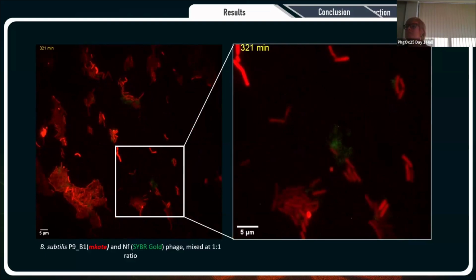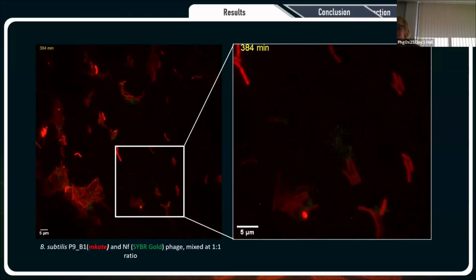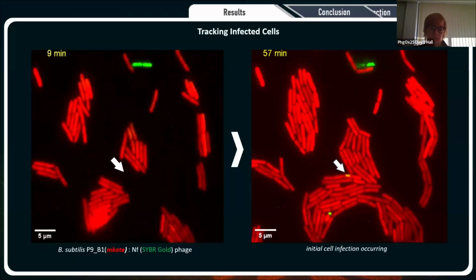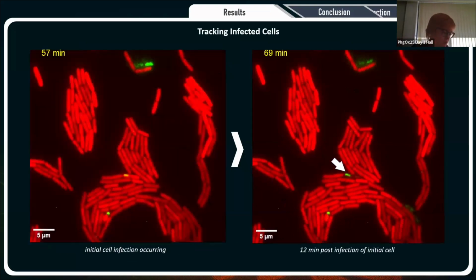We're going to take a quick step-by-step look at what's happening in this specific section of the time-lapse. Within the first about 54 minutes or so, is it playing? No, sorry. Yeah.